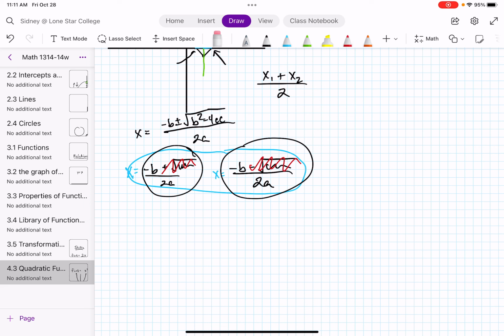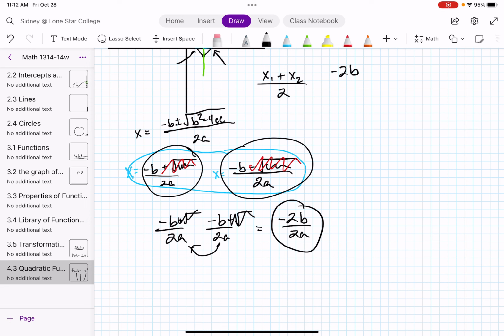So what I have is negative b over 2a and negative b over 2a, and once again the square roots go away, and so I have two negative b's over 2a. Remember, when you add fractions, the denominator doesn't change. And so when I add the two points together, I get negative 2b over 2a, all over 2. Well, we have a 2 on top and a 2 on bottom in this fraction right here, so those simplify out, which means this really just becomes negative b over a, over 2.